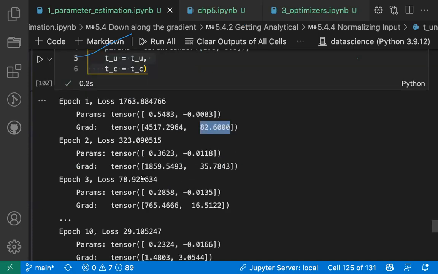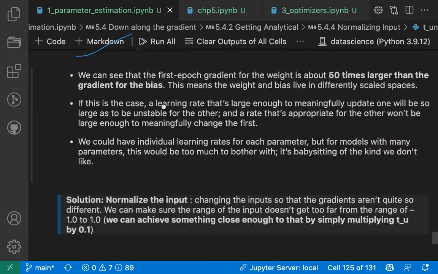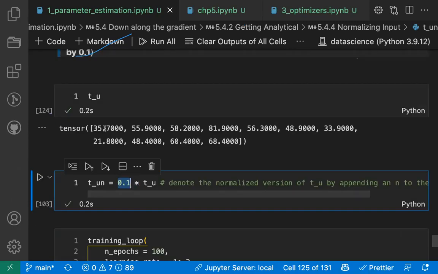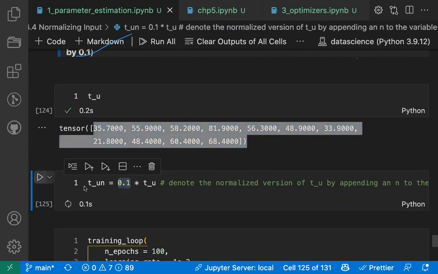So in that case, that's what they are saying. A learning rate that is large enough to meaningfully update one will be unusable for the other, and a rate that is appropriate for the other won't be. We could have an individual learning rate for each parameter, but one number is not a perfect solution. One way is to normalize the data. How can we normalize the data? We can use a small value, 0.1, and multiply each value here. So when we multiply each value here, it will become in some kind of range. So here you can see we have TU, but here we have TUN. UN means we normalize it.